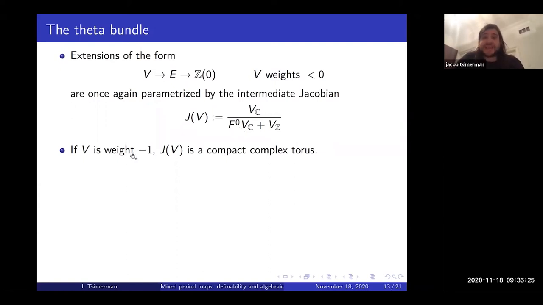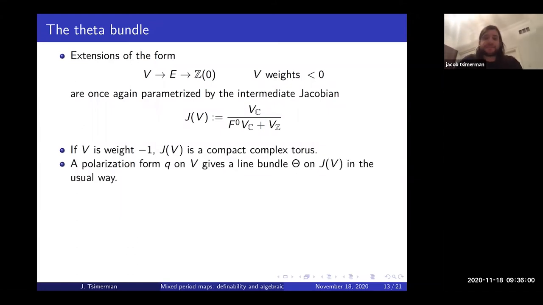So how does this look? Well, if V has weight negative one, we're allowing negative weights and we're allowing ineffective Hodge structures, so the weight filtration doesn't just start at zero, it can start anywhere and end anywhere. If V has weight negative one, then F naught is exactly half, exactly the halfway point. And so like in the abelian variety case, you get a compact complex torus, because the quotient of V_C by its F naught part is isomorphic to its real points, you just get V_R mod V_Z, which is compact. And in this compact complex torus, remember you have a polarization on the whole thing. And so in fact, you get an analytic line bundle on this compact complex torus in the usual way. I'll describe it in a different way in a second, but you can use the usual cocycles to give you a line bundle on this torus.